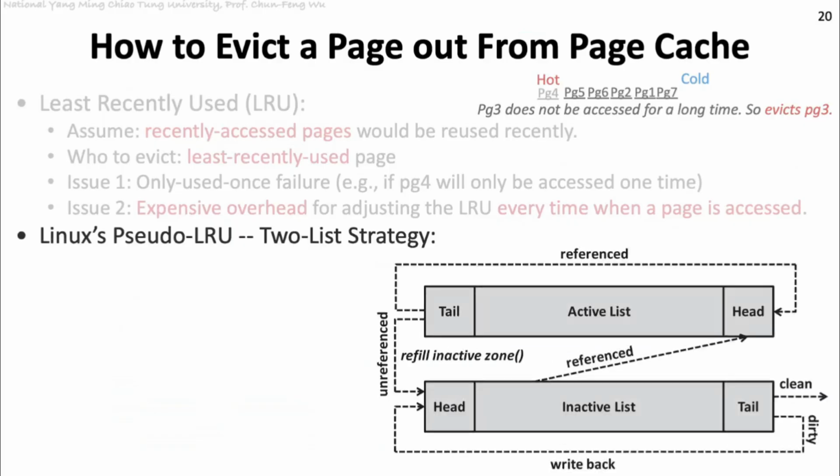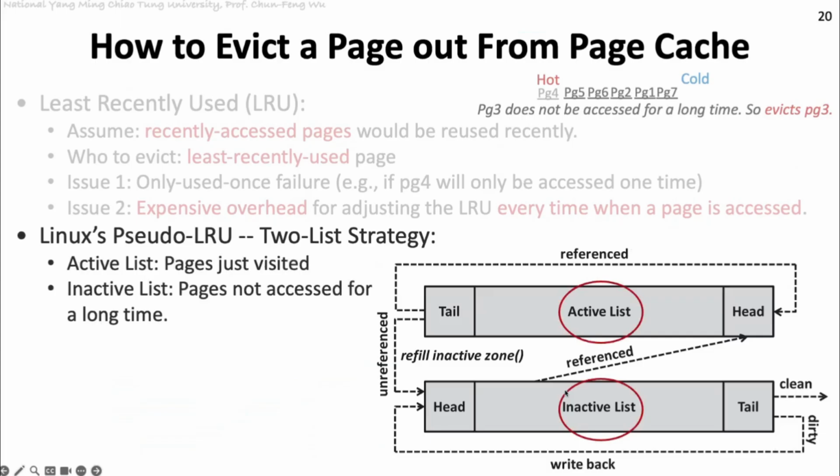So there is a thing called pseudo LRUs. Actually, Linux doesn't really use the accurate LRU. It follows a two-list strategy to implement the pseudo LRU. The pseudo LRU looks like this. There are two lists here. One is called the inactive list and one is called the active list. These two lists are very similar to LRU, but they are a little bit different.